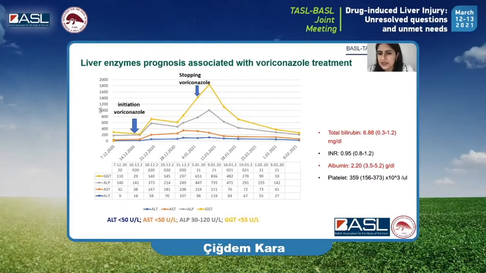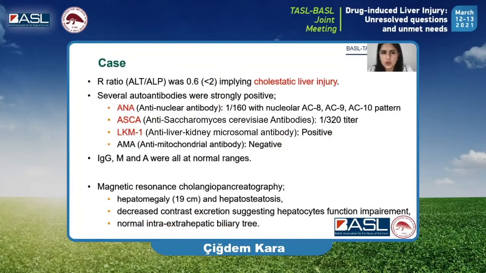In this table, we see the increase in liver enzymes after the initiation of voriconazole. When all enzymes increased 5-fold, voriconazole treatment was stopped. Total bilirubin was high, albumin was low. INR and thrombocyte count were normal. R ratio was 0.6, in pure cholestatic liver injury.